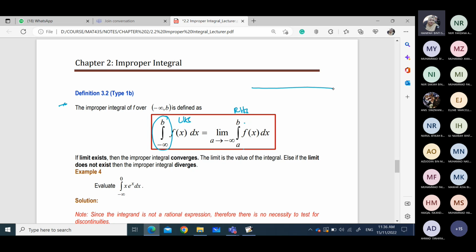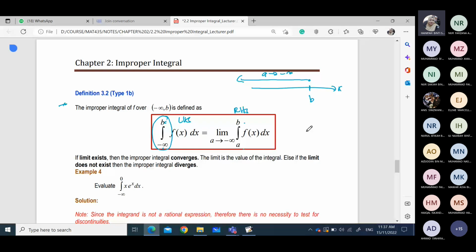So the values of x, we can form into this number line. This is the upper limit b. A is approaching negative infinity, so this is the value of a. Negative infinity means that it is the lower limit. That is why we put it in the lower limit part. This is the lower, and the one above is the upper. Okay, faham ya?